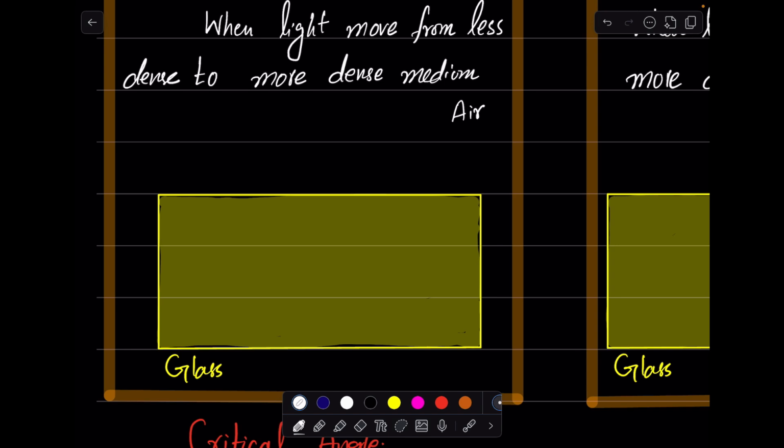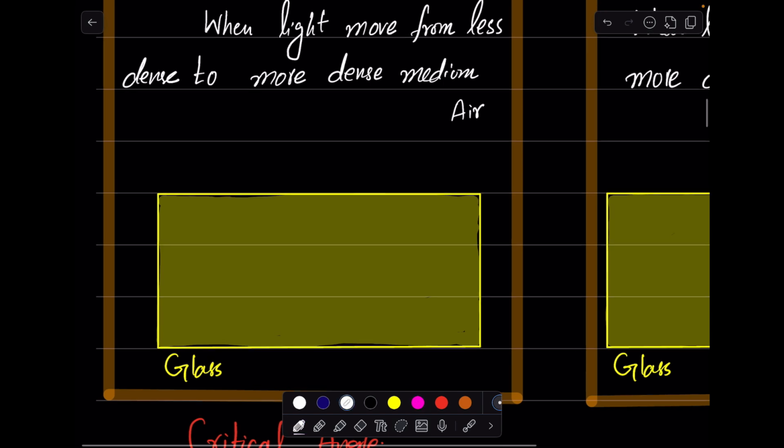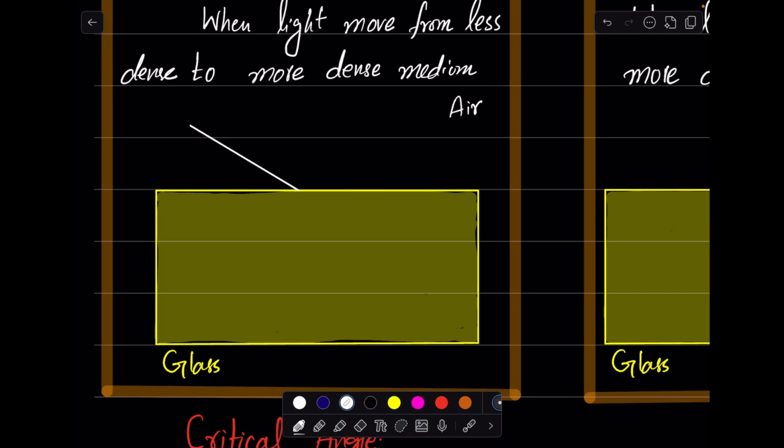Okay, so light can be incident at any point. So let's suppose the light is going to strike at this point, like this. Okay, so this will be the incident ray. Okay, so it's incident at this point. So this is a perpendicular line on the boundary of the two mediums. This perpendicular line will be called the normal, right? And the angle between the normal and the incident ray is called the incident angle.